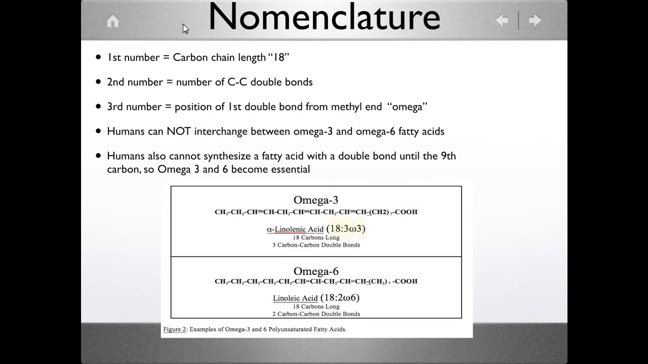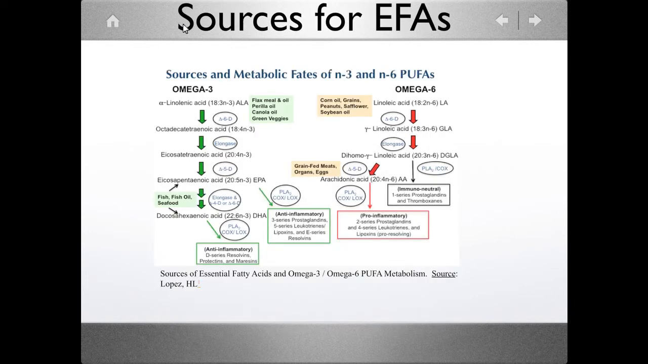Humans can't interchange between omega-3 and omega-6 fatty acids, and they also can't synthesize fatty acids with a double bond until the 9th carbon. That makes omega-3 and omega-6 fatty acids essential, meaning you have to obtain them through diet.